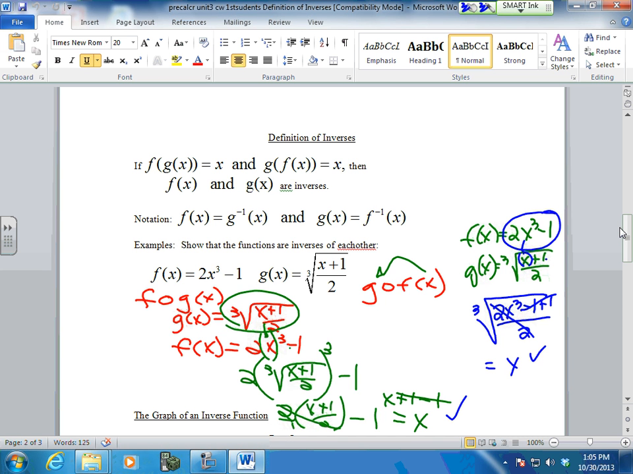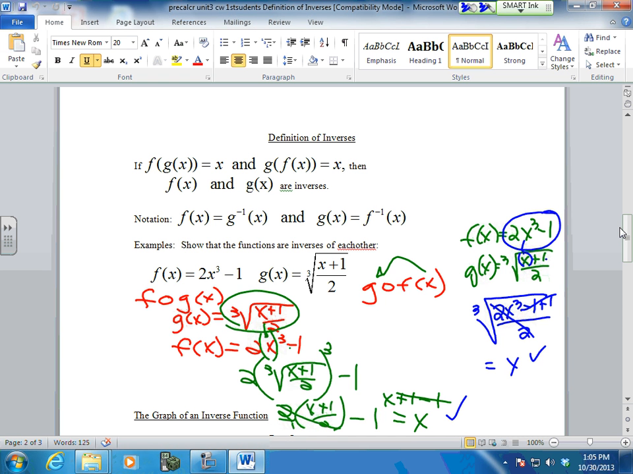So, they both equal x. If they both equal x, then they are inverses of each other. And you should be able to put 1 in your y1 and 1 in your y2 and see, in fact, that they are inverses of each other. They will have to work that way.